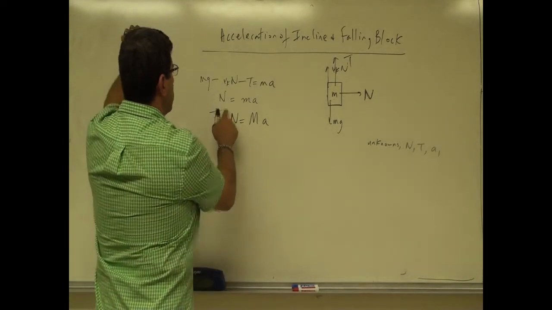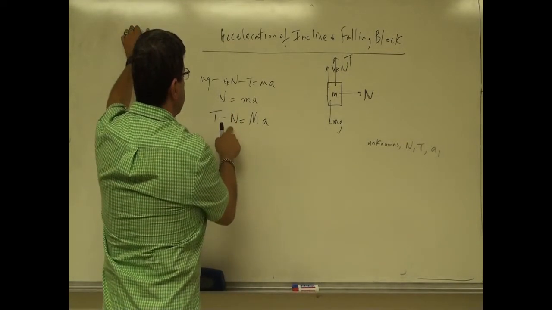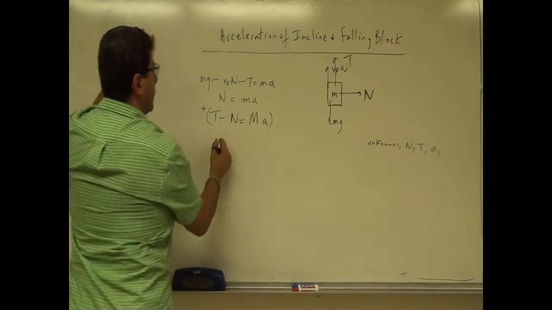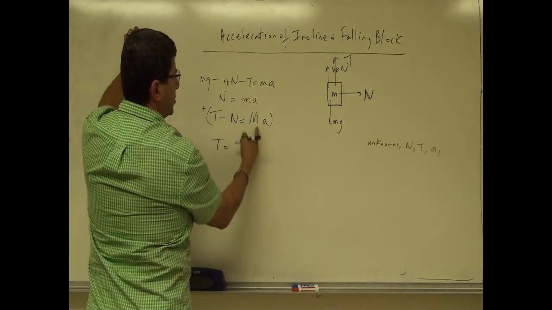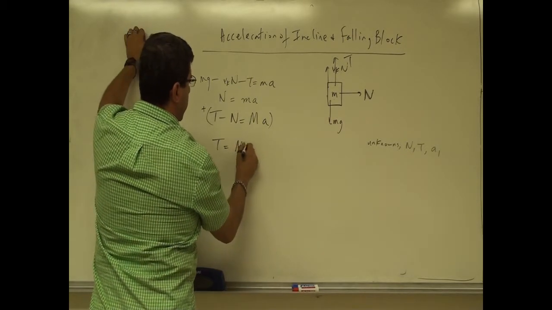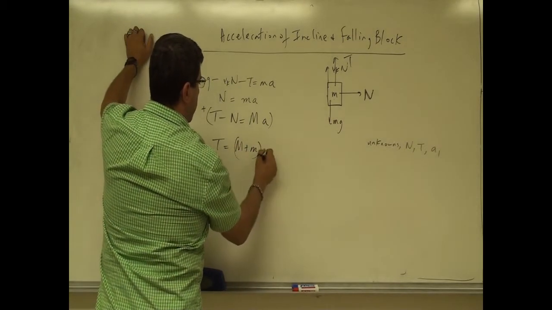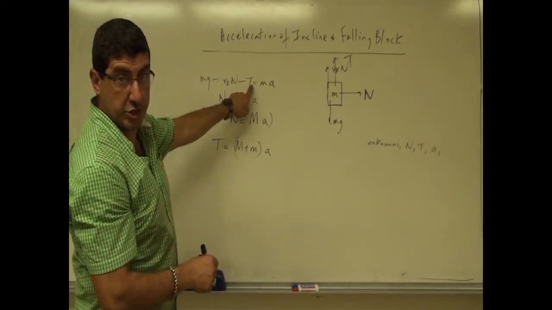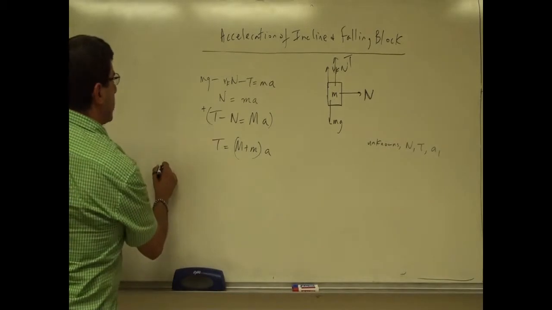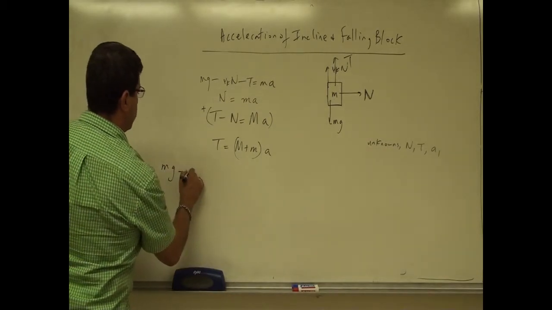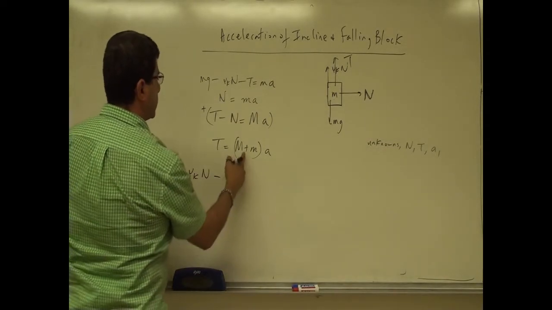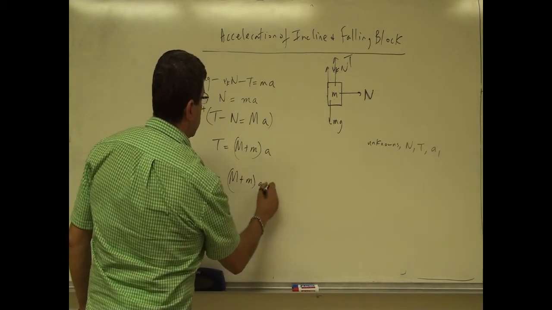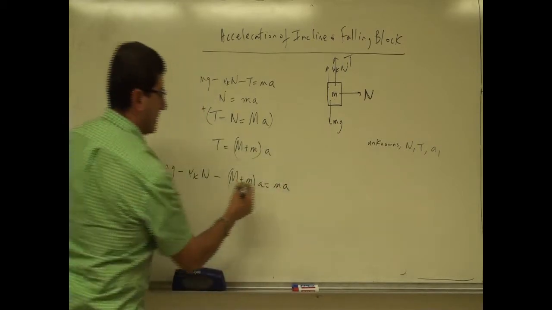Well, if I add these two equations, this plus this, then that eliminates the n, and then I have T is equal to, then I can just add the right side of the equation, big M plus little m a. Then I can take that and substitute it into the first equation. Then I have here mg minus mu k n minus T, where T is equal to big M plus little m a, is equal to little m a. Okay?